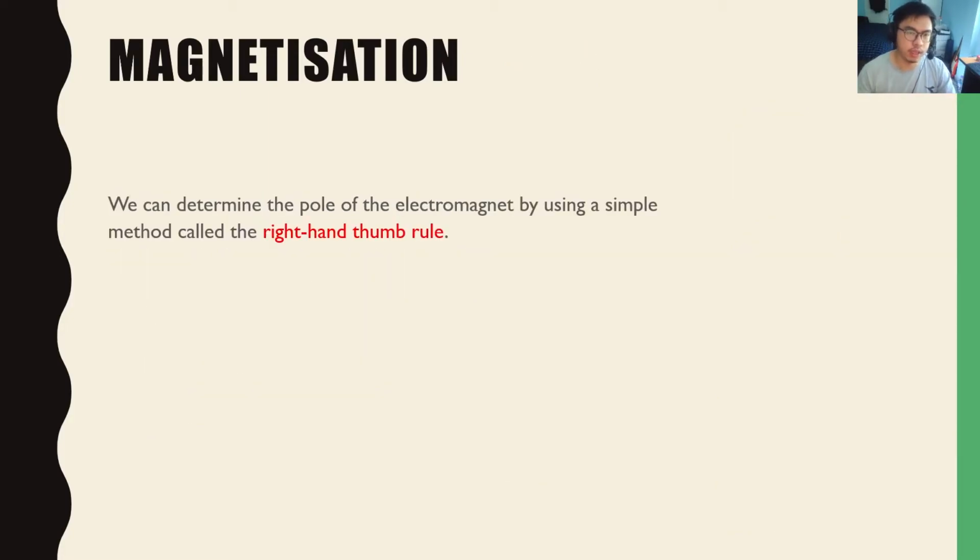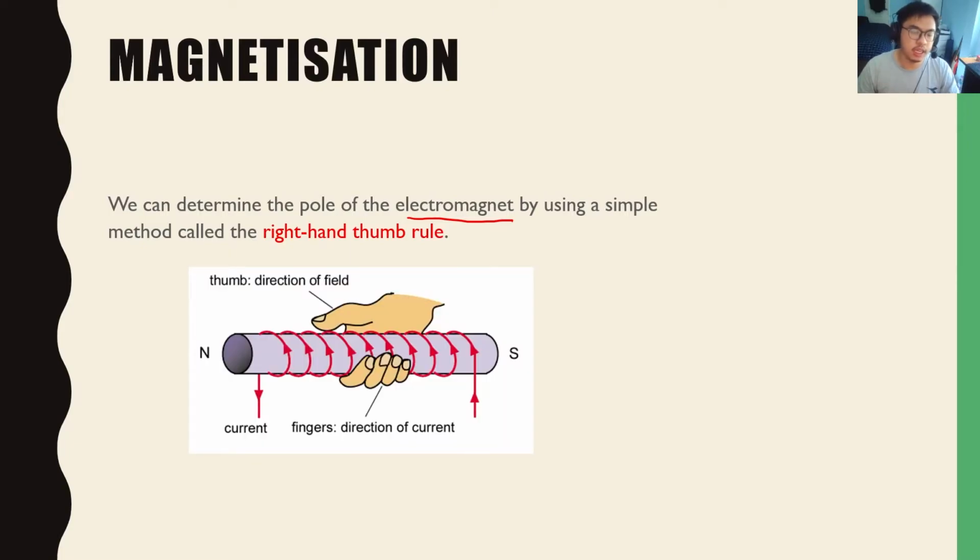Now, very important, once you make a magnet, you have to figure out which end is the North Pole and which end is the South Pole. For an electromagnet, that means the magnet that we created using method 2, we can use a simple method called the right hand thumb rule. Basically, you take your right hand, and the thumb will point to the North Pole, and then you align your four fingers to the direction of the current.